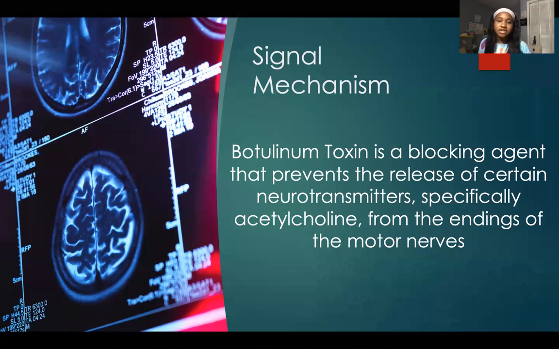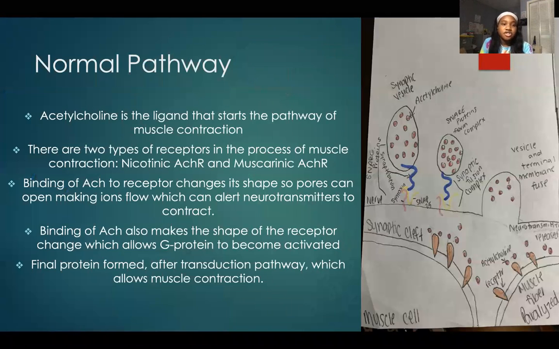The signal mechanism. So botulinum toxin is a blocking agent that prevents the release of certain neurotransmitters, specifically acetylcholine, from the endings of motor nerves. So I drew the picture of the normal pathway. And so basically, acetylcholine starts a pathway of muscle contraction, and the receptors process muscle contraction.